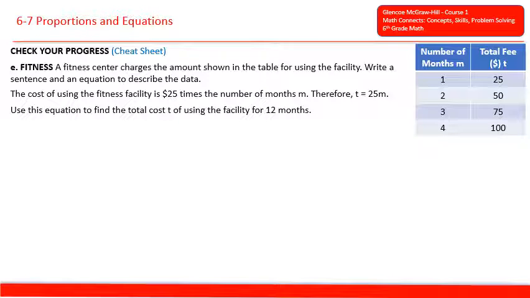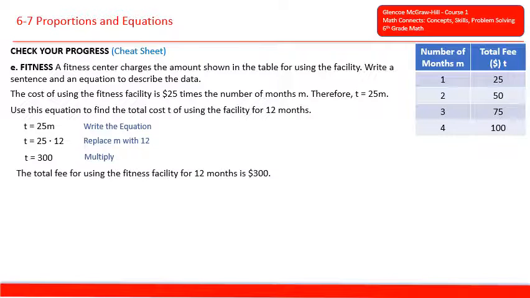Use this equation to find the total cost T of using this facility for 12 months. So write the equation. T equals 25M, or total cost equals 25 times the number of months. Replace M with 12. T equals 25 times 12. And we'll multiply, and T equals $300. Total fee for using the fitness facility for 12 months is $300.